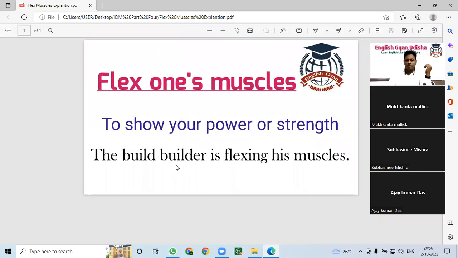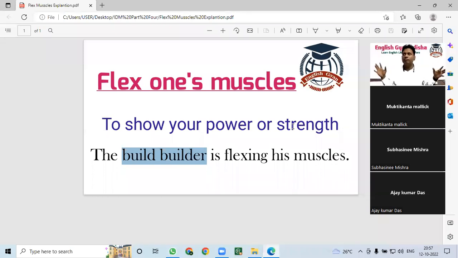Okay, this is called flex ones. This is called bodybuilder. I put it wrongly. Okay, you can say bodybuilder. So look, flex one's muscle means to show your strength or power. Why are they doing like this? They are showing like this to show their strength or power. They are powerful. They want to show like this.